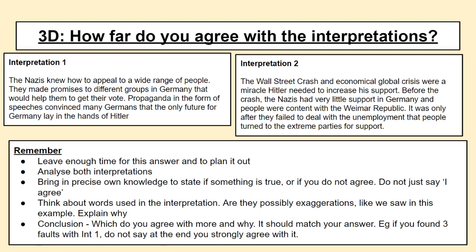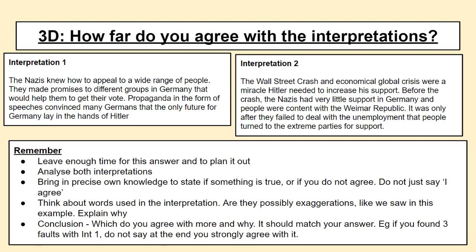The sources B and C will talk about similar events at the time. Try not to just use that information. Your examiner will know exactly what's in those sources. Now think about the words used in the interpretation. Are they possibly exaggerations like we saw in this example? So if you think a word makes it sound unrealistic, you can highlight that and say, I don't think this is the case. I don't think, for example, it was all of Germany. I don't think it was all the Germans. I know these people didn't support Hitler.